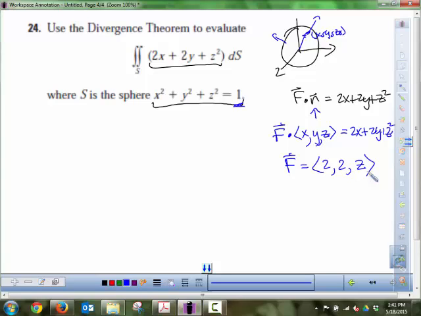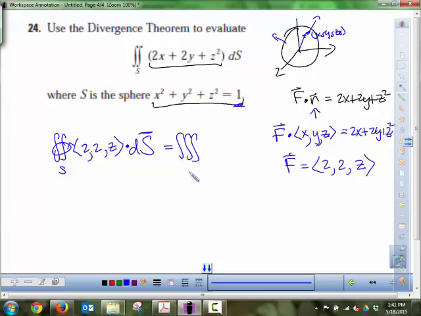All right. So now we can change our surface integral into a flux integral. And this is a closed surface now, the solid sphere. And according to Mr. Gauss, we can change this into a triple integral of the div of our vector field.